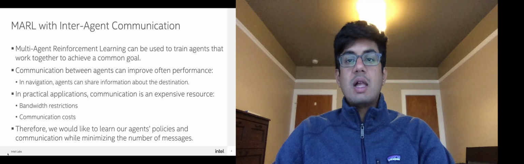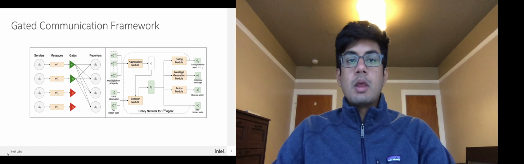However, in practical applications, communication is an expensive resource due to bandwidth restrictions and network costs. Therefore, we would like our agents to use the communication channel judiciously. In this work, we try to achieve good task performance while minimizing the number of messages sent. We now present the gated communication framework that we use to solve multi-agent tasks with efficient communication.